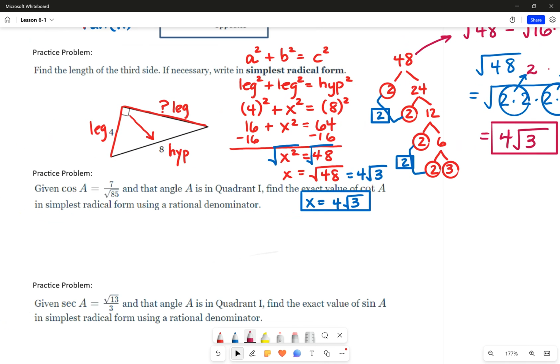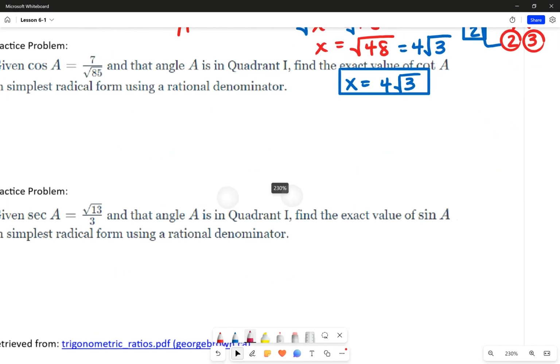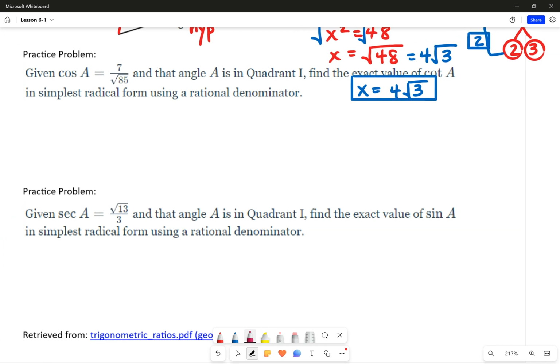All right, let's go to the next problem. Here we go. So let's make that a little bigger. All right, so given cosine A is equal to 7 over square root of 85, and that the angle A is in quadrant 1, find the exact value of cotangent A in simplest radical form using a rational denominator. All right, so rational denominator means no square roots in the denominator, okay?